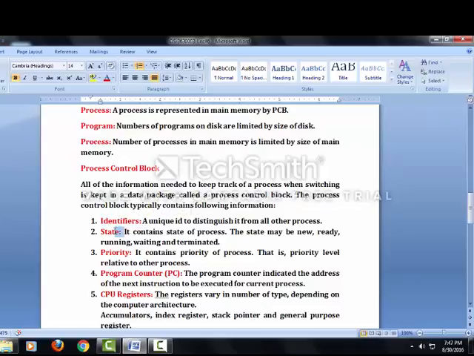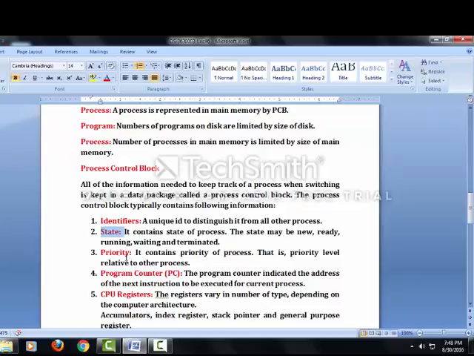Second, state. The information about the state should be maintained in the PCB. State means the five different states. A process may have five states: new, ready, running, waiting, and terminated, and a process may belong to any one of those states. So it will contain the current state of the process.